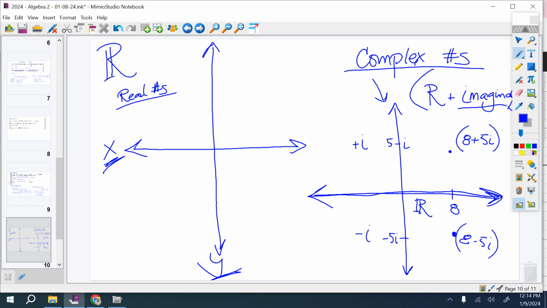Now we can take complex numbers, such as 8 plus 5i, and plot it. We go in the direction of positive 8 on the real number line, and then we go up positive 5i, and we get this coordinate right here on the complex plane. If it was negative 5i, we would go in a positive direction 8 units on the real number line, and then down 5 units on the imaginary number line, or axis, and we would end up right here.